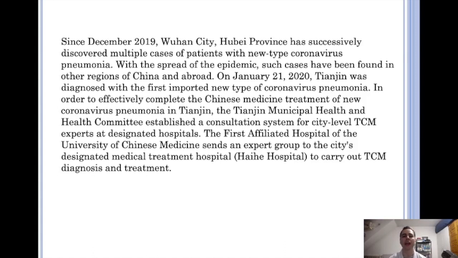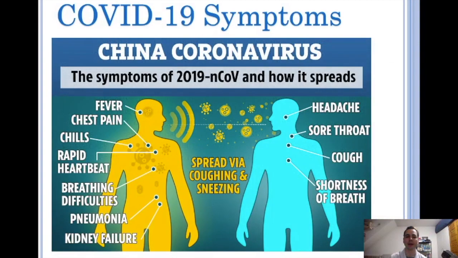The first thing to know is that this virus started in China in December of 2019, and until today we still have an epidemic problem here in China especially. Now I'm going to introduce you to the virus. The first thing with the coronavirus is that we have to know about the symptoms. It's really important to know.